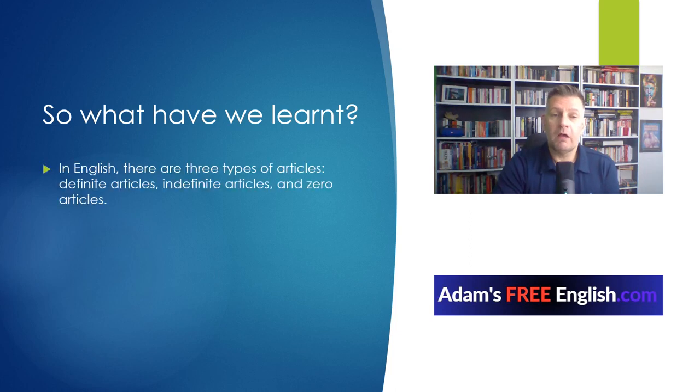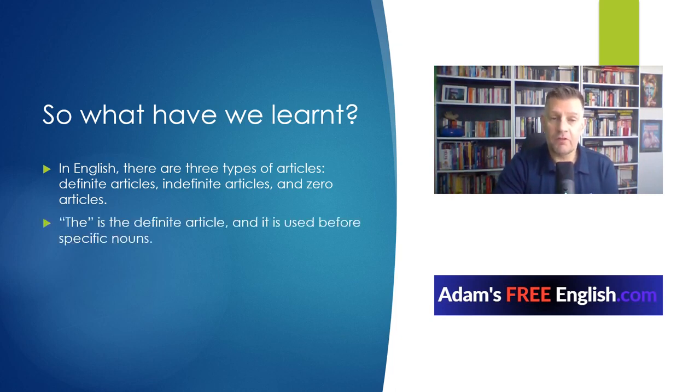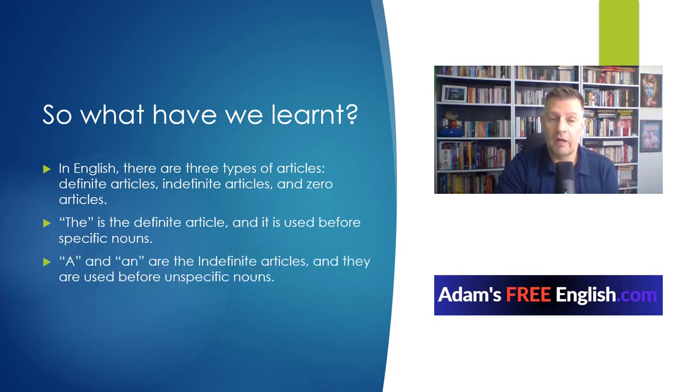So what have we learnt? We've learned that in English there's three types of article: definite article, indefinite article, zero article. The is the definite article used before specific nouns, the ones that are known examples. A and an, by contrast, are indefinite articles, and they're used before unspecific nouns, general nouns.